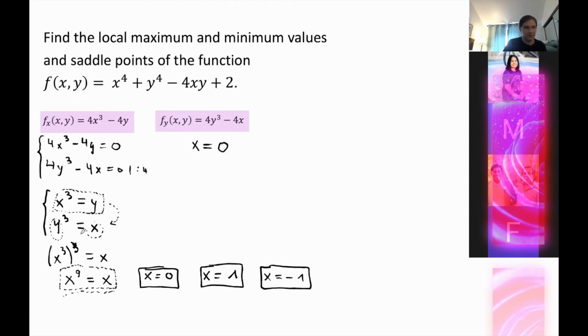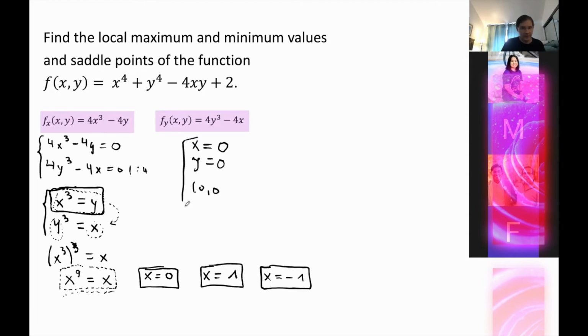But if x is equal to 0, let's look at this equation. If x is equal to 0, what is the corresponding y? 0. Excellent. Y equals 0. So we have one critical point, namely this point is 0, 0.